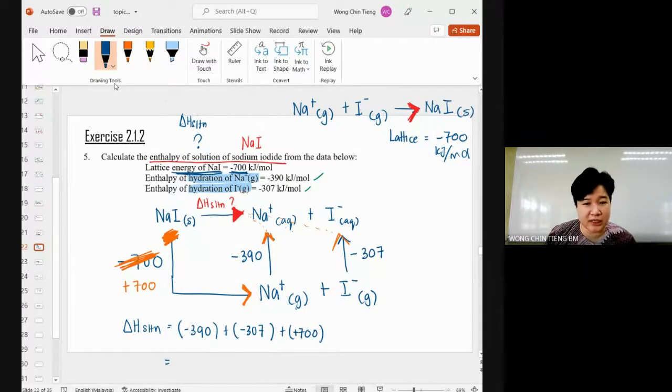Saya boleh congak dapat jawapan. Syairan, can I have jawapan? Tak payah tekan, Afif. Negative 390, negative 307. So you have negative 9697. You will have a positive 3 kilojoule per mole, betul?